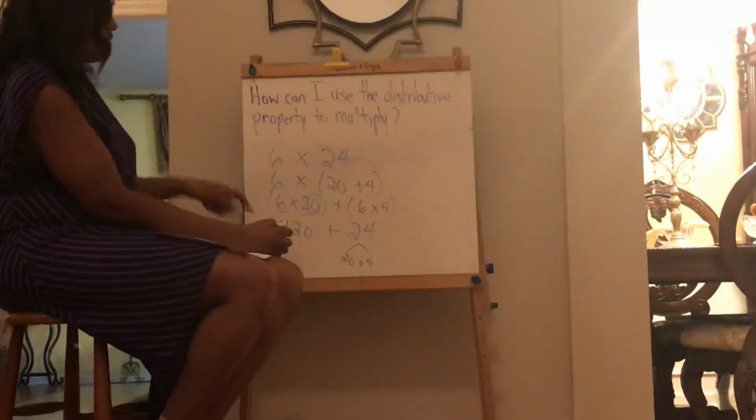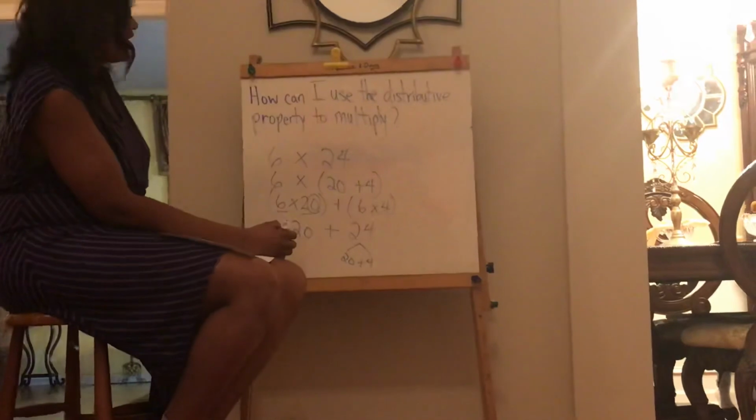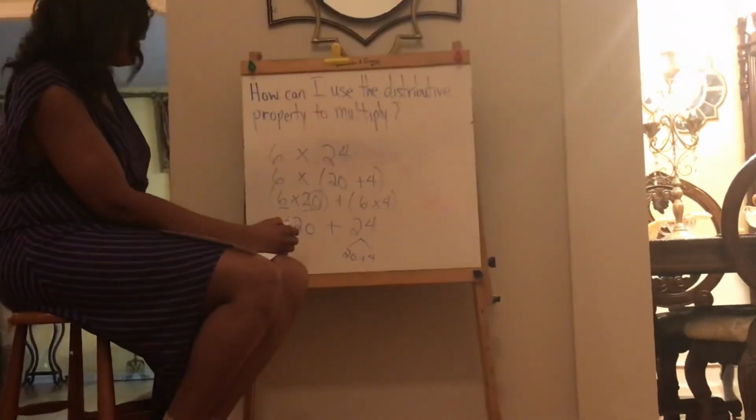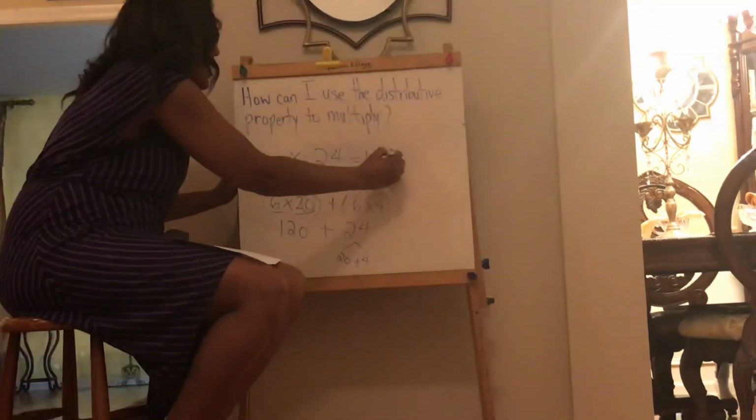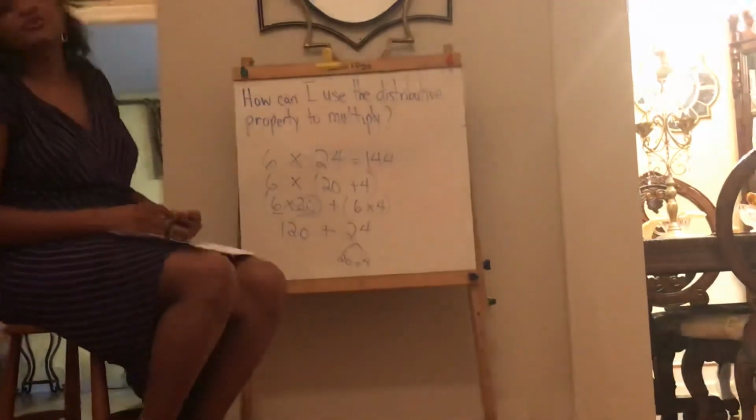Yes, we totally can. 120 plus 20 is 140. And 140 plus 4 is 144. So now we know 6 times 24 is 144.